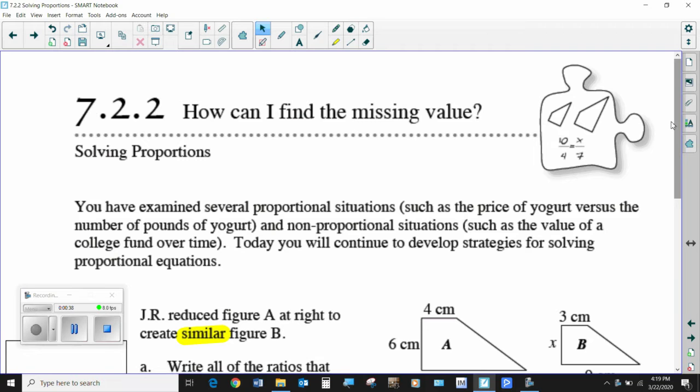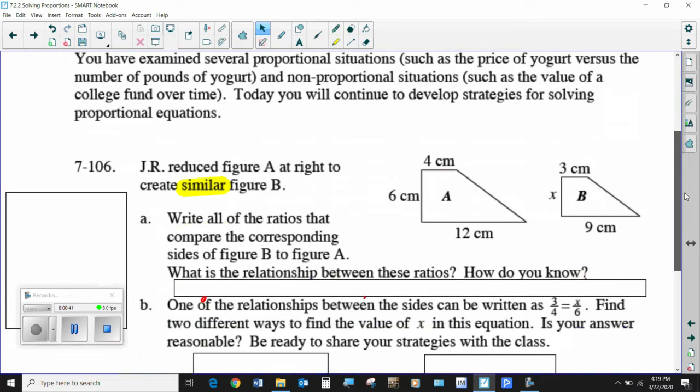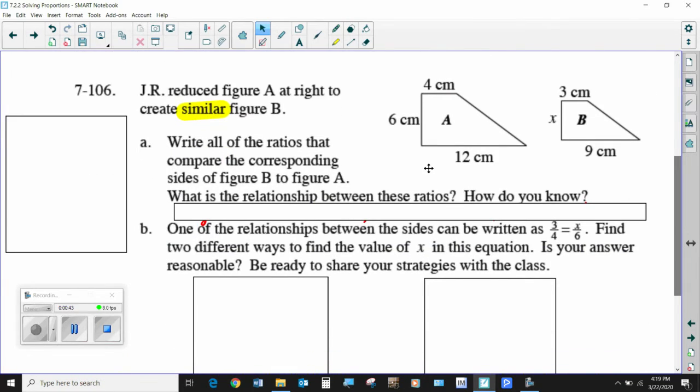Okay, so let's start off with a proportional situation where it says here that JR reduced figure A to create a similar figure B. So you're going to learn in 8th grade that when you dilate a figure, that means making it bigger or smaller. The new figure is always going to be similar to the original figure. And with that being the case, the side lengths that correspond to each other, like the 4 centimeters here and the 3 centimeters here, they are proportional in nature.